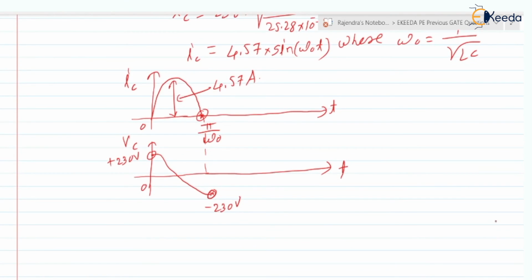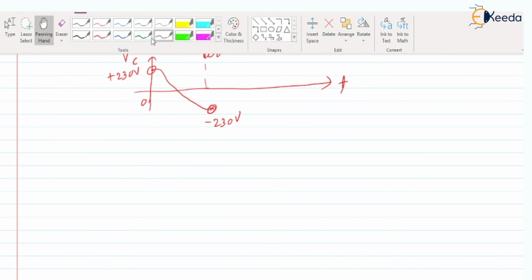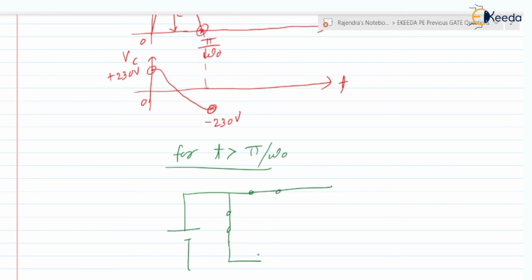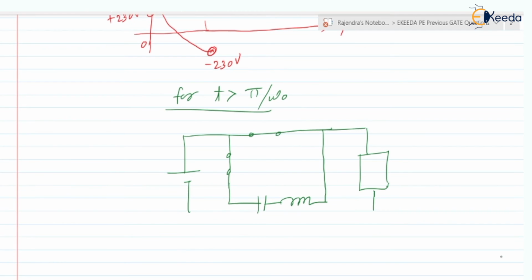So for t greater than pi by omega 0, the circuit will be like this. There it is the main thyristor, the diode which is in the conduction mode, the capacitor which is discharging to the inductor and in opposition to that of the main thyristor, and here it is a load, right?